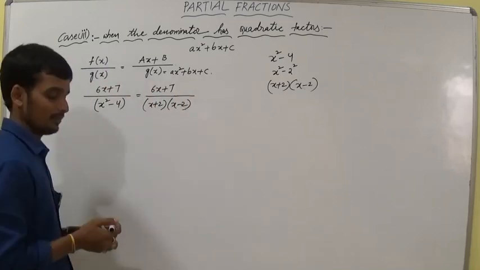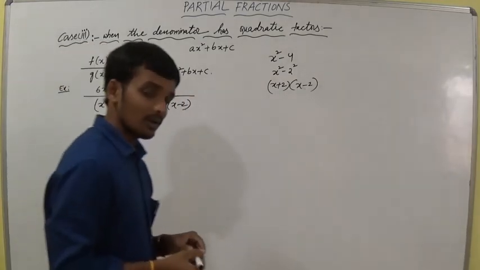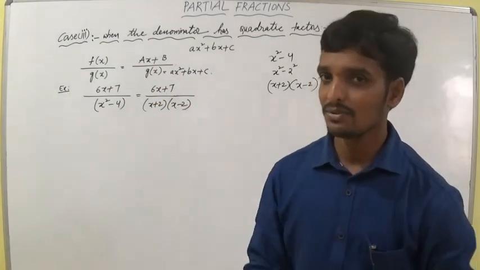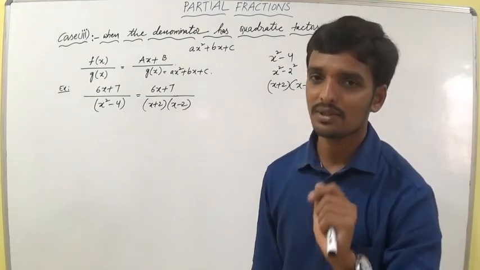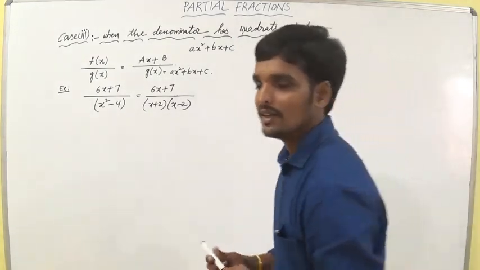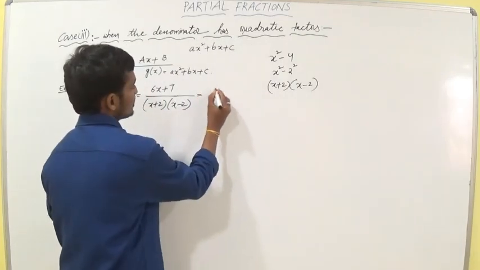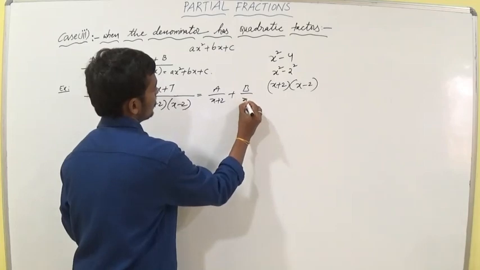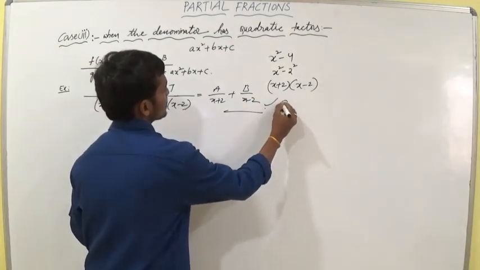Observe the problem. It is a quadratic factor. Is this case 3? Is this case 2? Which case is this? This is case 1. It is a proper fraction. So how can we solve this? A by x plus 2 plus B by x minus 2. This is the first case.